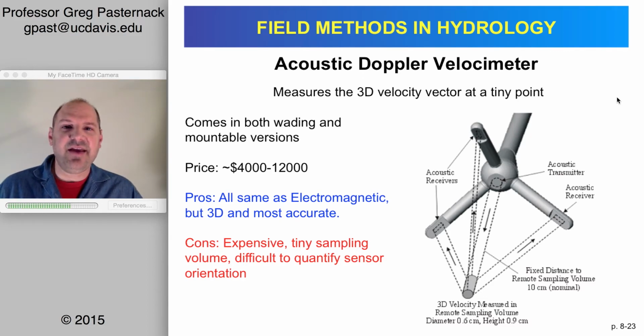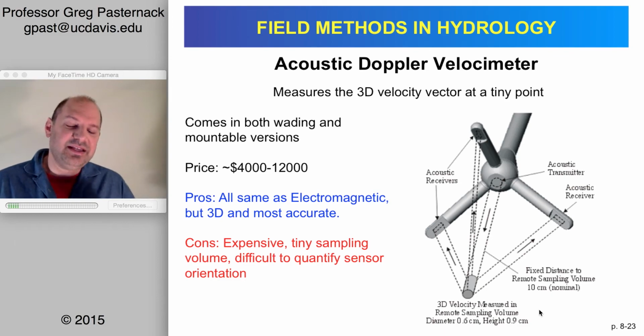It has all the same advantages as an electromagnetic point sampler, but it's 3D instead of 1 or 2D, and it's far more accurate. In fact, this would be the most accurate measurement of a point-based velocity. And notice that the sampling volume here is like 6 millimeters in diameter by 9 millimeters high. So it's a very, very small area, and that has pros and cons.